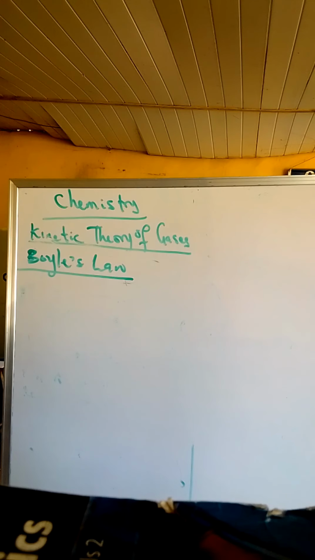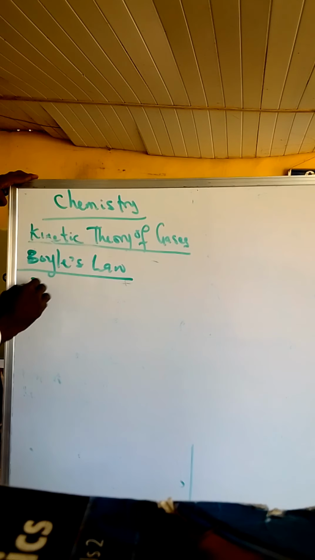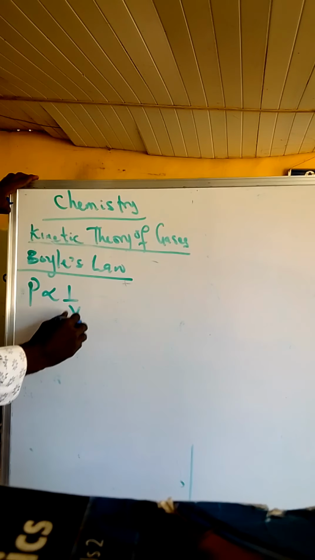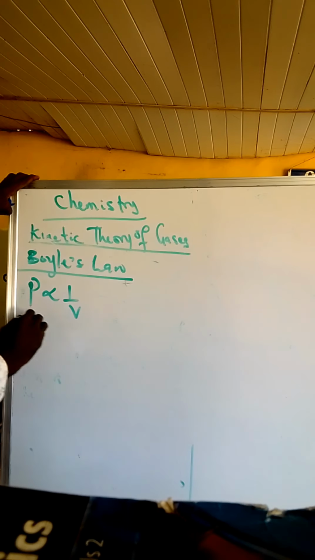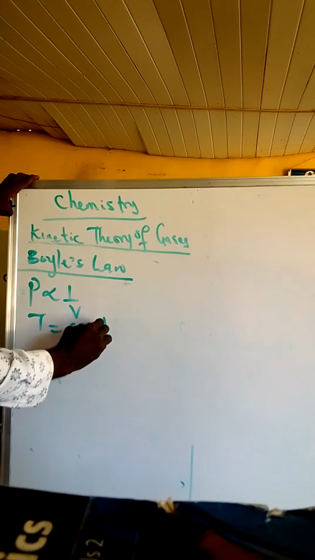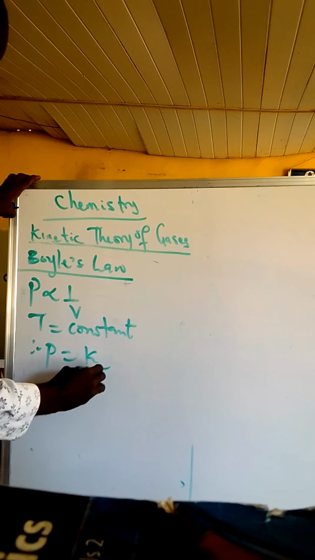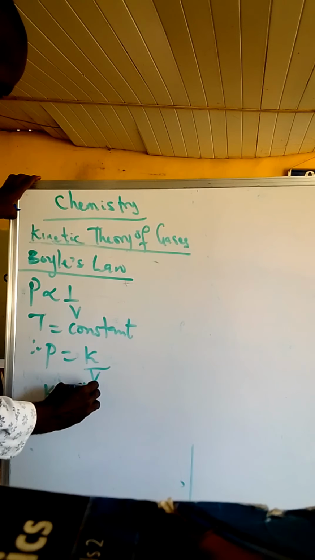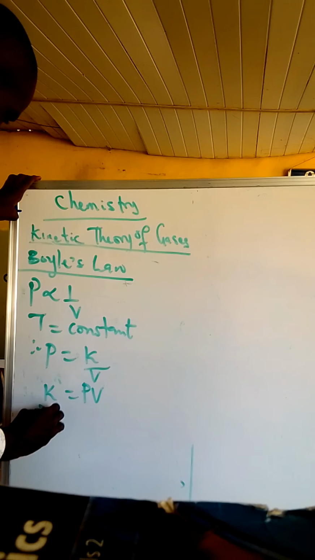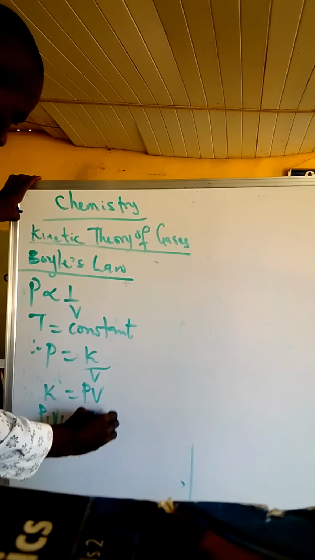Now, Boyle's law states that the pressure of a fixed mass of gas is inversely proportional to the volume, provided that the temperature remains constant. T equals constant. Therefore, P equals K over V. Therefore, K equals PV. Therefore, Boyle's law is P1 V1 equals P2 V2.